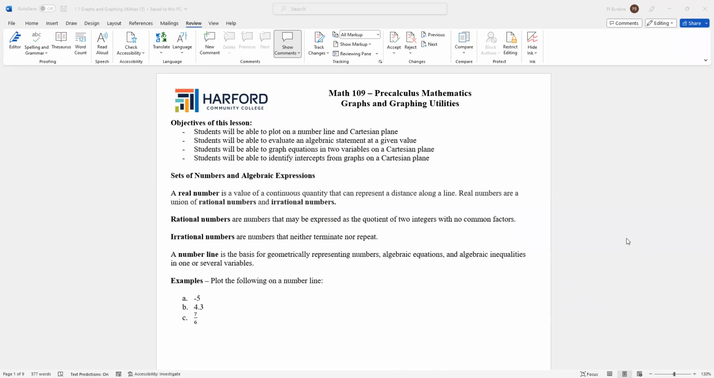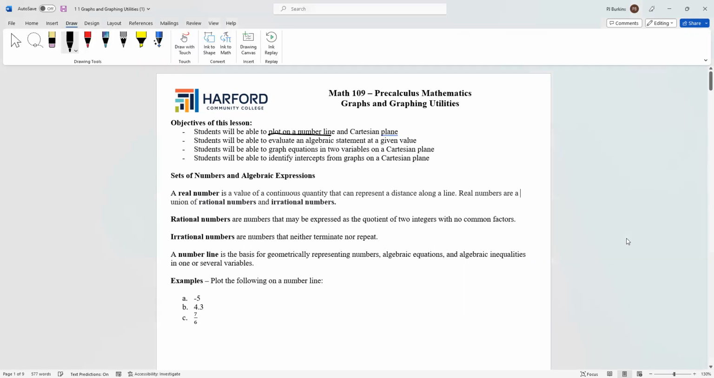All right, class. So this is our first lesson, and we're going to be looking at graphs and graphing utilities. So at the end of this lesson, you should be able to plot numbers on a number line. You should be able to evaluate algebraic statements. You should be able to graph equations of two variables on a Cartesian plane. And you should be able to identify intercepts from graphs in the Cartesian plane.